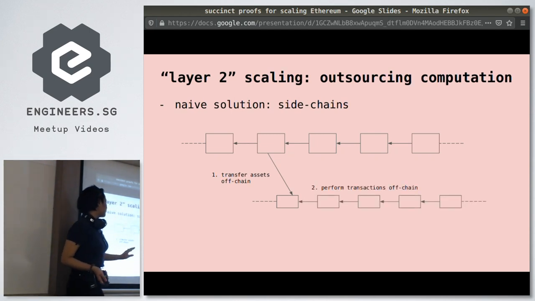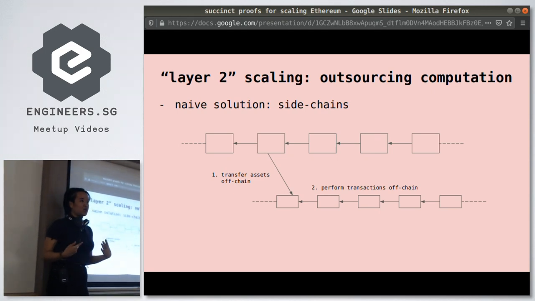What's good about doing your transactions on this private chain is that, for example, only one person is in charge of maintaining the state and executing the transactions, and they can do it as fast as you want, as cheap as you want.